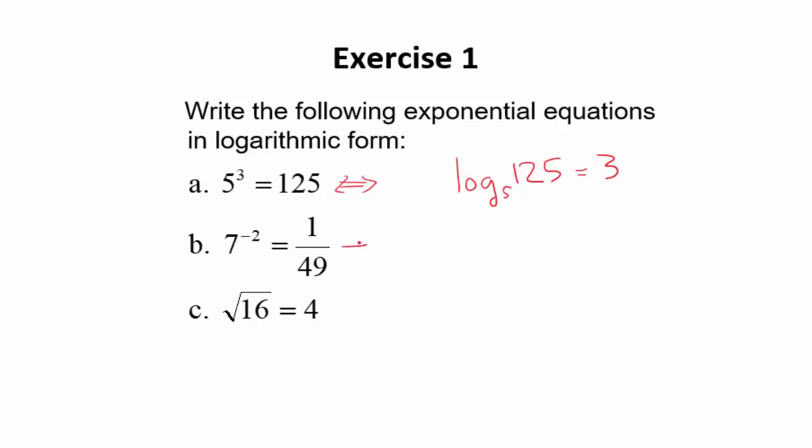Let's look at this second example, letter B. What is the result of 7 raised to the negative 2? It's 1 over 49. So that means if I take the logarithm of 1 over 49 to the base 7, then it's equal to negative 2. Why? Because if I take 7 and raise it to the negative 2, I get 1 over 49.